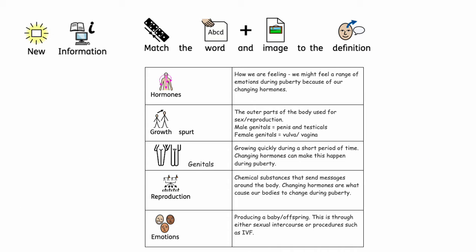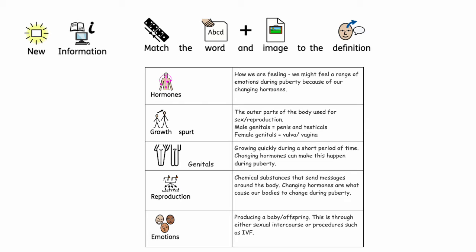So using the key words that we have learnt, we're going to match the word with the picture to the definition. Now in your workbook, you have a copy of this table, so you can draw a line between the key word and picture and the definition, or you can number the keywords, so number 1 for hormones, 2 for growth spurt, 3 for genitals, 4 for reproduction, 5 for emotions, and you can put that number into the definition that it matches. Okay, so you're matching the keywords with the picture on the left to the definition on the right.